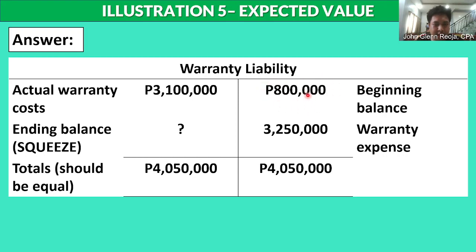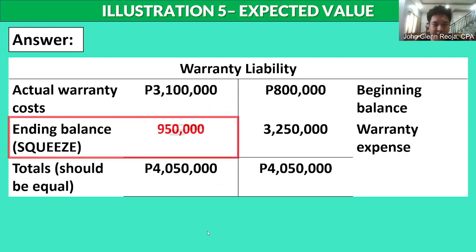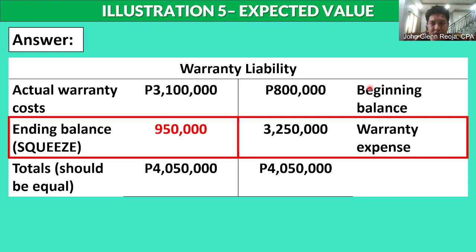That's beginning. Then, sa computation natin kanina, we debit warranty expense, we credit warranty liability amounting to 3,150,000. And then, the actual amount paid is 3.1 million. So, the difference, it is 950,000. Ending balance of our warranty liability is 950,000, and our warranty expense for 2023 is 3,250,000.